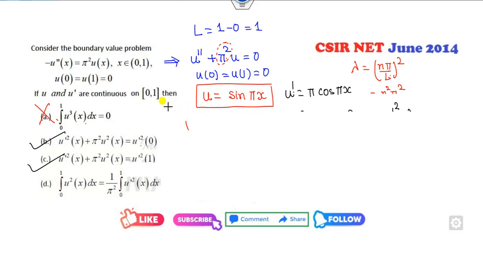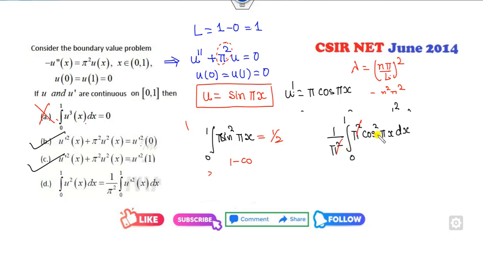Look at the last option. Integration u square. U square will be sine square of pi x, and the right hand side is 1 over pi square derivative square, that is a pi square cos square pi x of dx from 0 to 1. So this value will be cancelled out. So what is the integration of this? Or you can use the orthogonal property. If you are using the orthogonal property, this number will be half. Orthogonal property of the cos square is again half. So both are same, it is equal. Otherwise you can write it as this and integrate them from 0 to 1, it is again half. So the right answers are B, C, D are my correct answers.